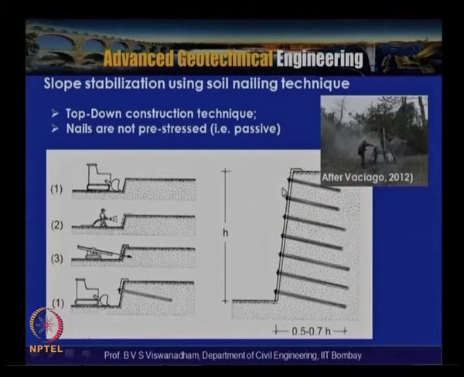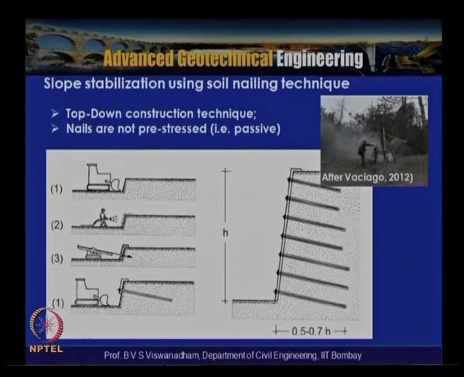Like that, one can install the nails, from nail 1, nail 2, nail 3, nail 4, nail 5, nail 6, down to the bottom toe of the slope in this fashion. And this is a typical installation of nails using a specific rig which is used in the field, as shown here.